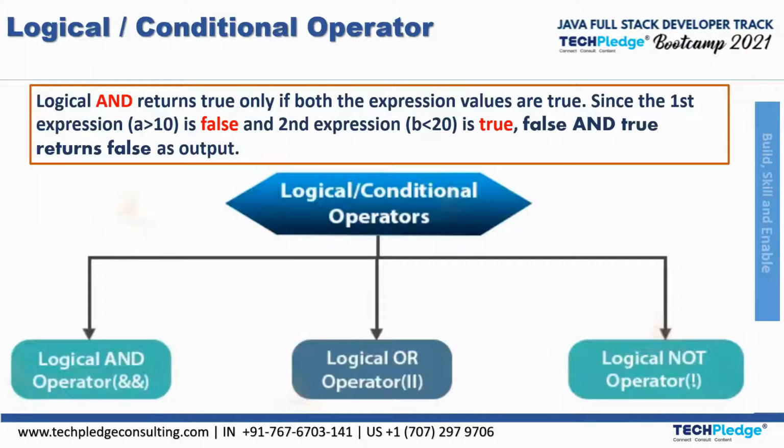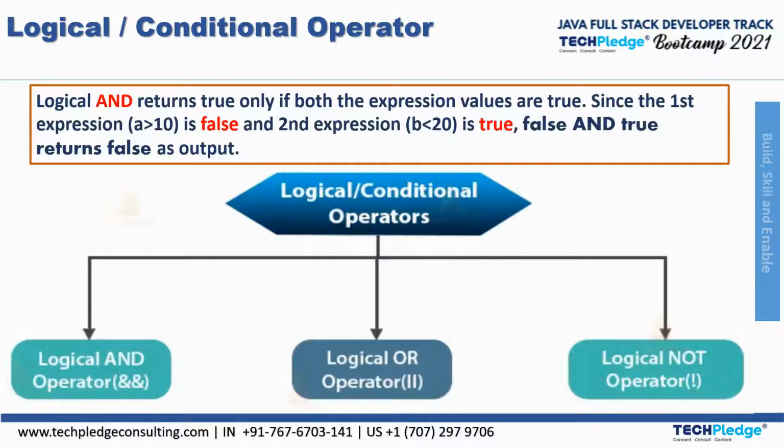Okay, so next let's go to the logical or conditional operator. Now, what do you mean by logical operation? There are three kinds of logical operation: logical AND, logical OR, and logical NOT. Logical NOT is very simple. It basically means the complement, the opposite of it. Next is logical OR and logical AND. For that, you need to have some basic understanding of how AND and OR work.